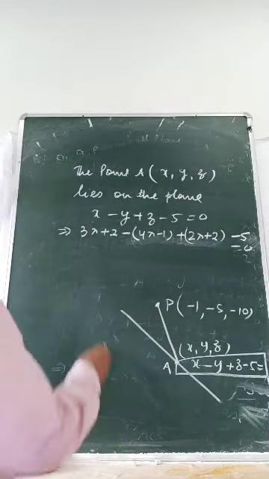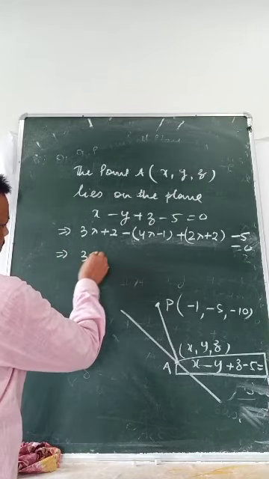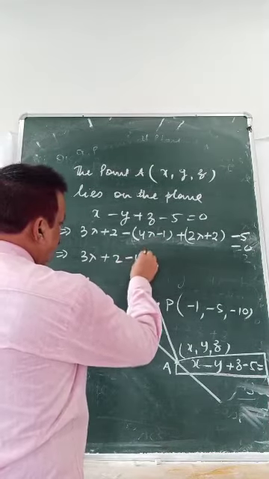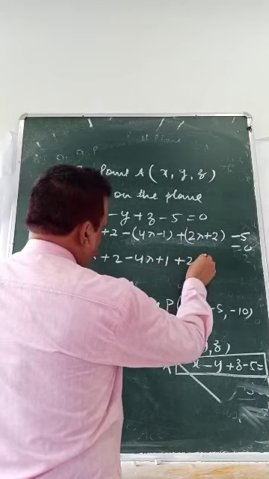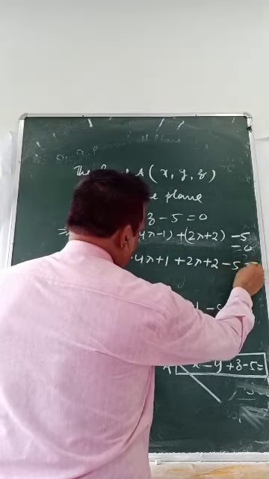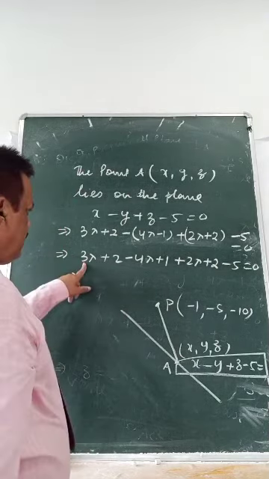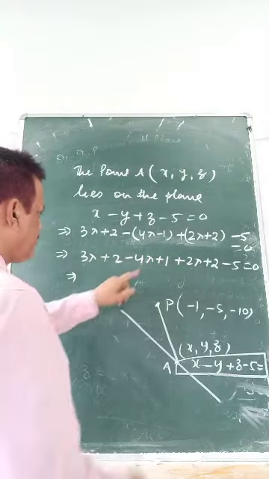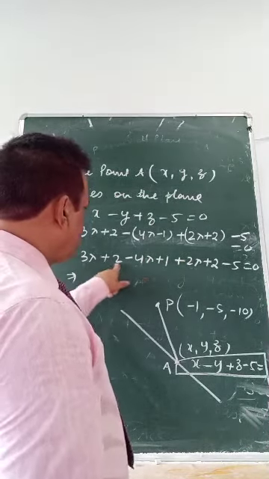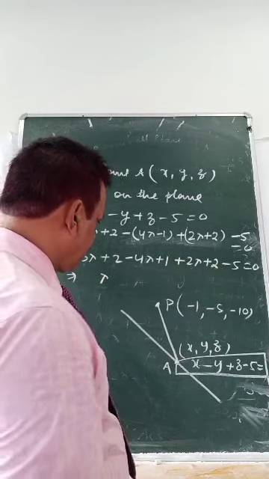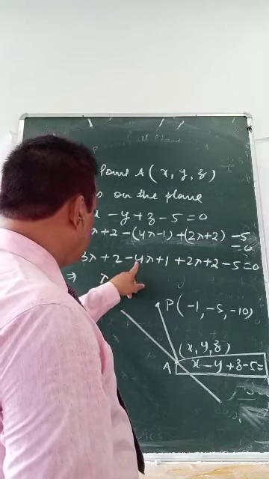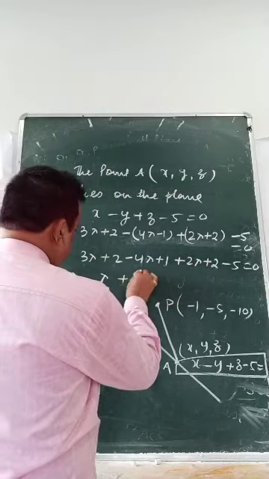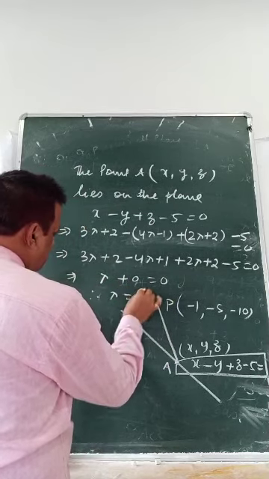Okay, so if you simplify, 3 lambda plus 2 minus (4 lambda minus 1) plus 2 lambda plus 2 minus 5 equals to 0. 3 lambda minus 4 lambda plus 2 lambda is lambda, and 2 plus 1 plus 2 minus 5 is 0. Therefore lambda equals to 0.